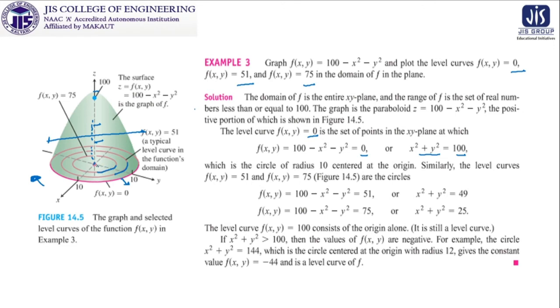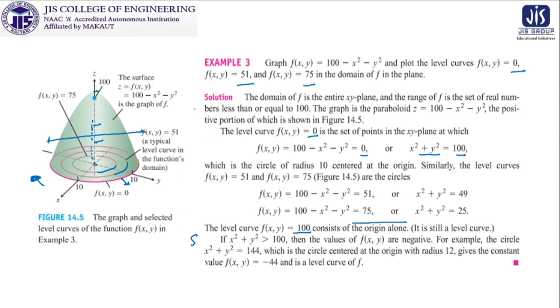The question is, if it is f(x,y) equal to 100, then you will get x square plus y square equal to 0. And what is x square plus y square equal to 0? It is nothing but the origin. So it is already stated over here that if f(x,y) is equal to 100, it will consist of the origin alone. That means only this point, because this point will have a projection on a point only. Clear?